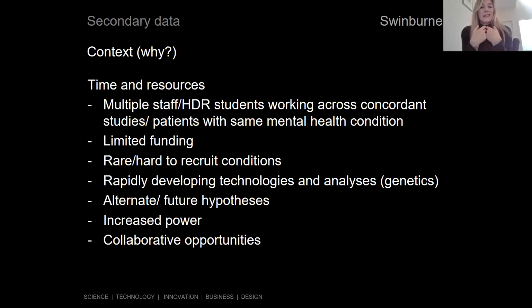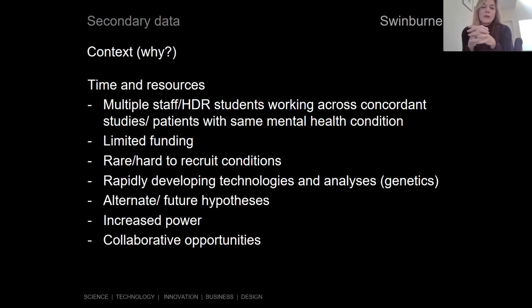And the other thing is, 16 years ago, I had almost no money to do any of these studies. So I'm thinking, I've got multiple people working on very similar things. I've got very limited funding. And this is of critical importance. The conditions I work with, although some of them are rare, some of them aren't.